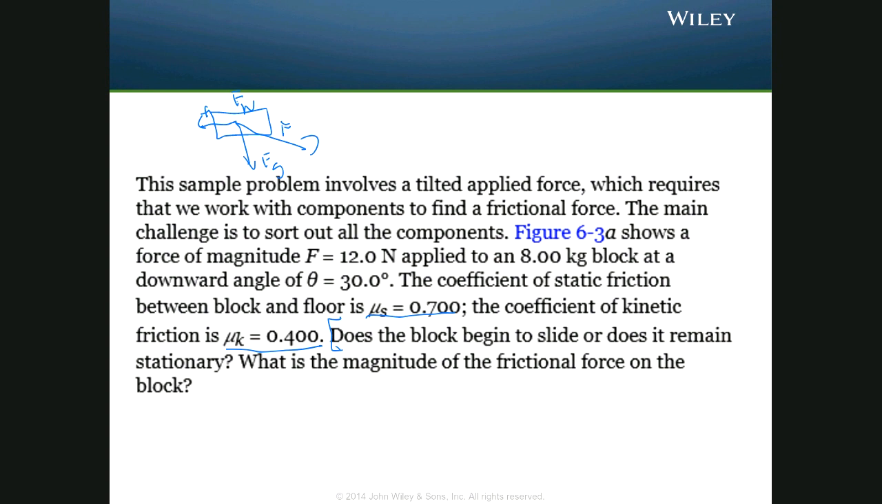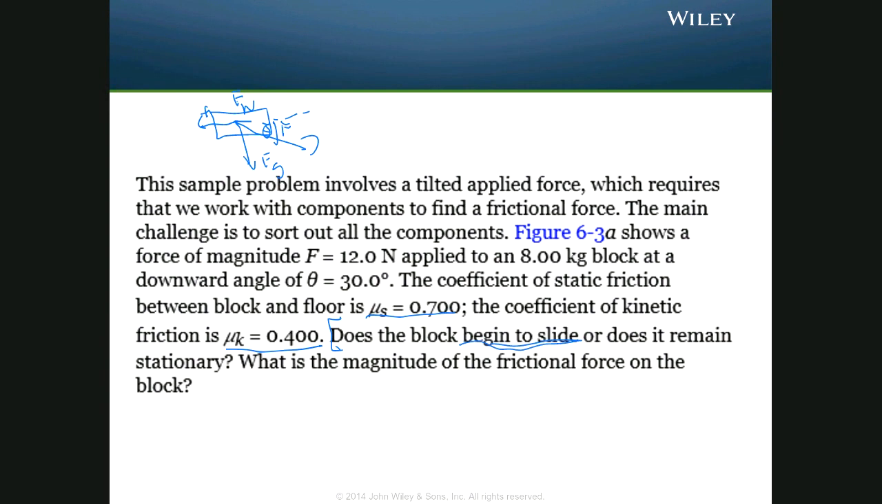Well, the theta angle is right here. That's theta. You'll notice it says a downward angle of 30 degrees. You'll notice the question says, does the block begin to slide or does it remain stationary? So, begin to slide, it's not really asking if the block is moving or not moving. It's asking, does it begin to slide or does it stay stationary?